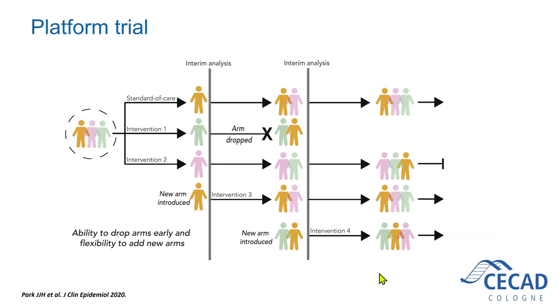So this is a pretty nice visualization of what a platform trial looks like. So you have here the ability to drop arms early and the flexibility to add new arms. You have standard of care intervention 1 and 2. You have an interim analysis, another interim analysis. Here you added one arm, a new arm introduced. Here the second interim analysis, you drop an arm, and you can again introduce a new arm. So that's very nicely explained and visualized, excuse me, by Park and colleagues.